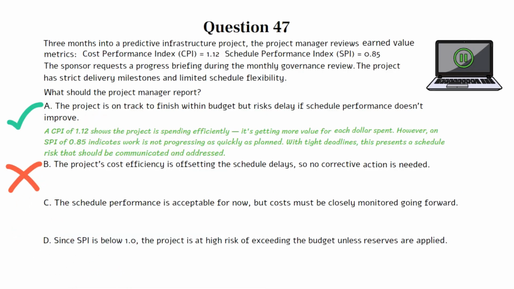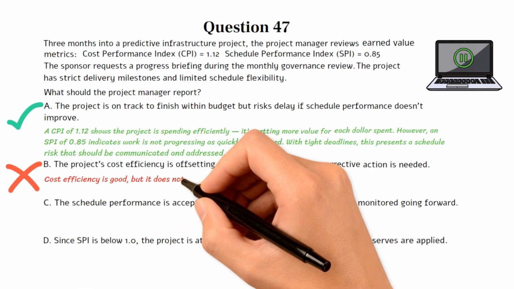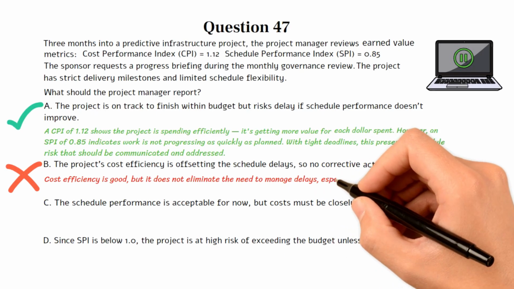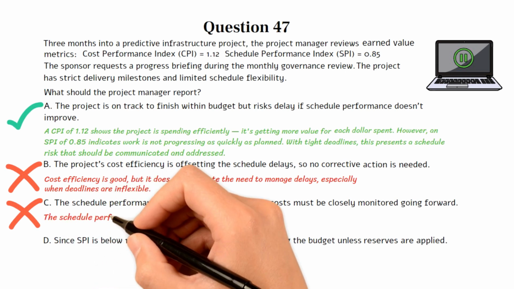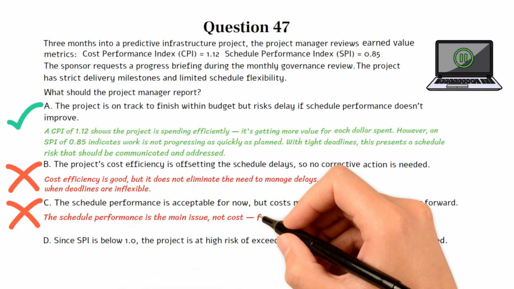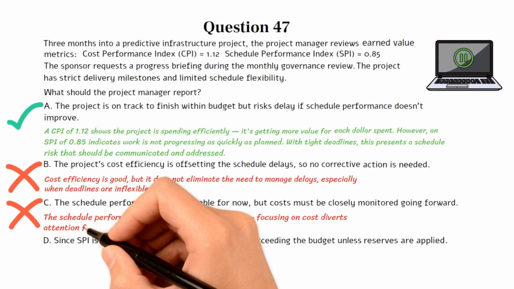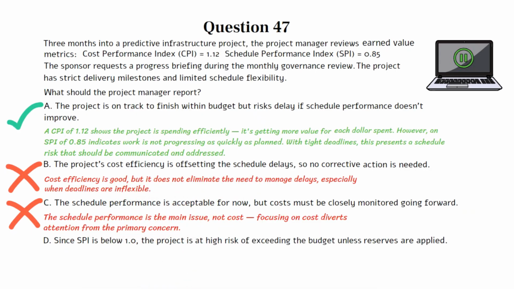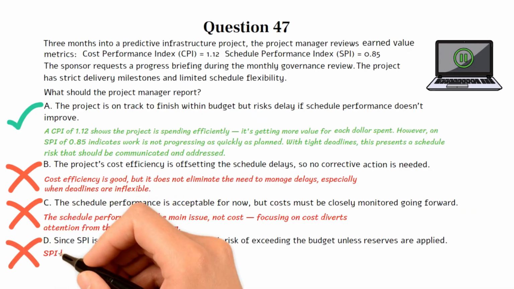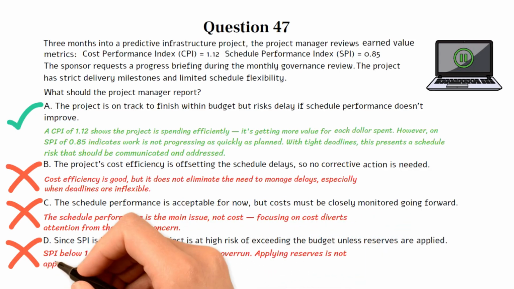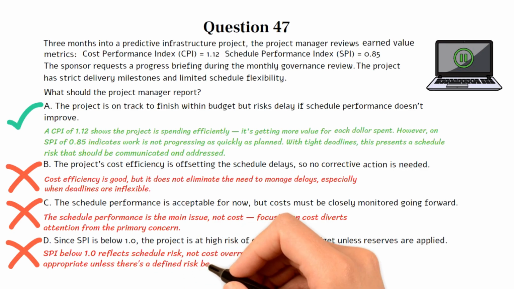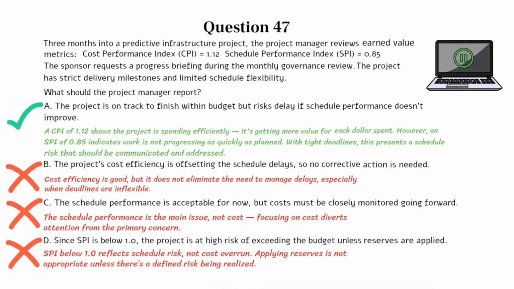Choice B is incorrect. Cost efficiency is good, but it does not eliminate the need to manage delays, especially when deadlines are inflexible. Choice C is incorrect. The schedule performance is the main issue, not cost. Focusing on cost diverts attention from the primary concern. Choice D is incorrect. SPI below 1 reflects schedule risk, not cost overrun. Applying reserves is not appropriate unless there's a defined risk being realized. Let's move on to the next question if you're ready.